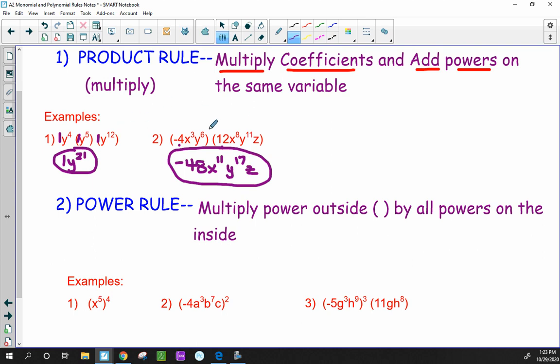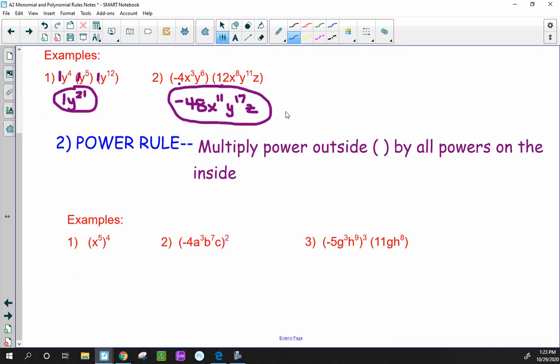Okay, so that's very simply how you would approach the product rule on those problems. Should be easy. Very straightforward. Okay, number 2 is called the power rule. Power rule is easy to notice. You're going to look for basically powers that are outside parentheses. You're going to multiply that power outside parentheses by all the powers on the inside.